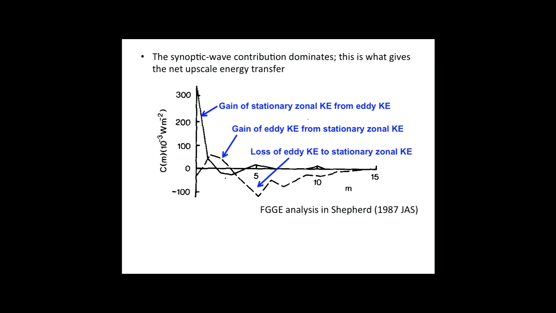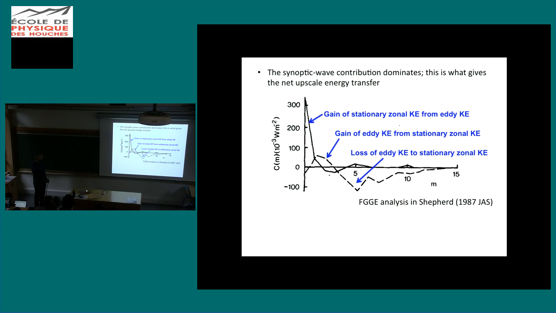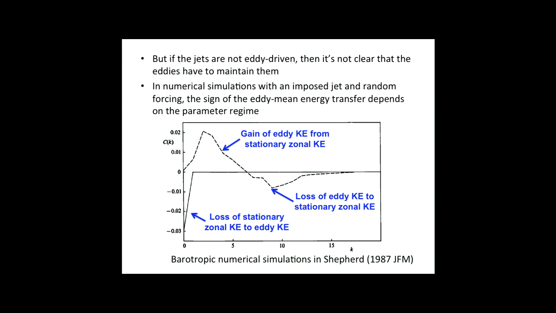So why is it that the net transfer in the atmosphere is upscale? Basically, if you plot from the eddy point of view, this is the zonal wave number. The mean flow is gaining, the eddies are losing, but these eddies actually gain, the low wave number ones, and these ones lose. So it's just because this has been bigger than that. So the transient eddies, the synoptic eddies, are dominating over the planetary eddies. But that doesn't have to be true.